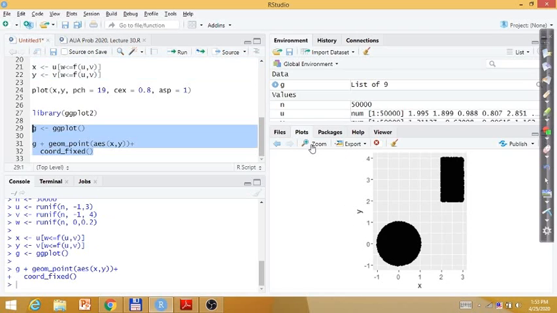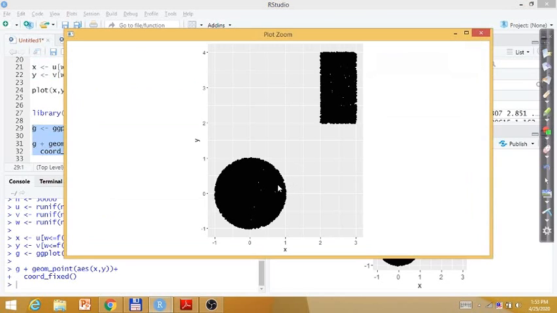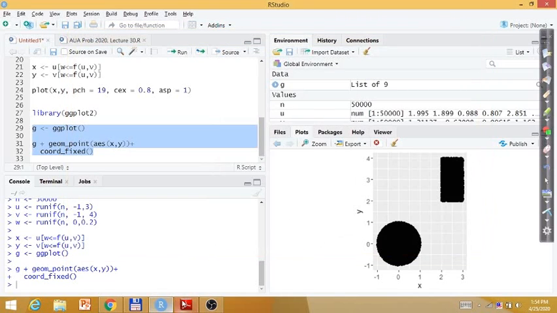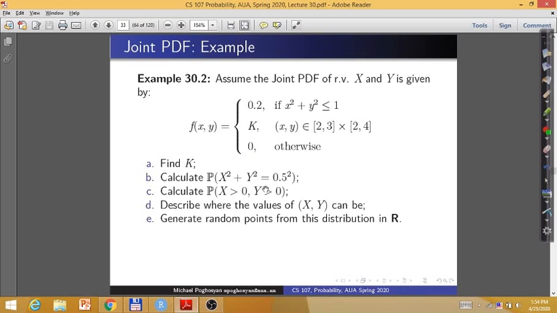Yeah. I have points distributed according to that probability. Well, more points maybe here than there because the height was higher here. Okay. So this was for the first problem. For this problem, I have generated random points from the distribution.